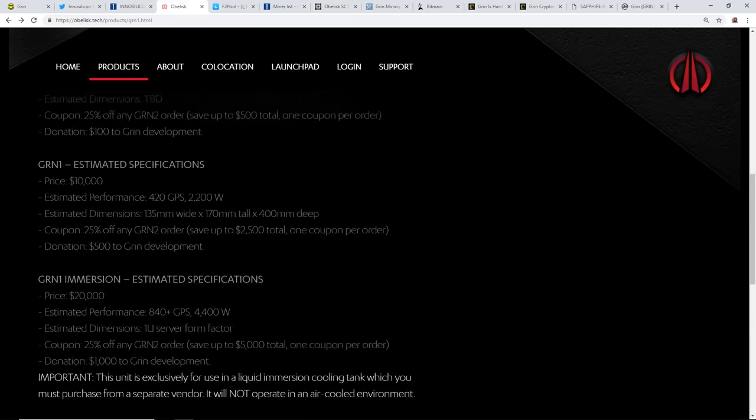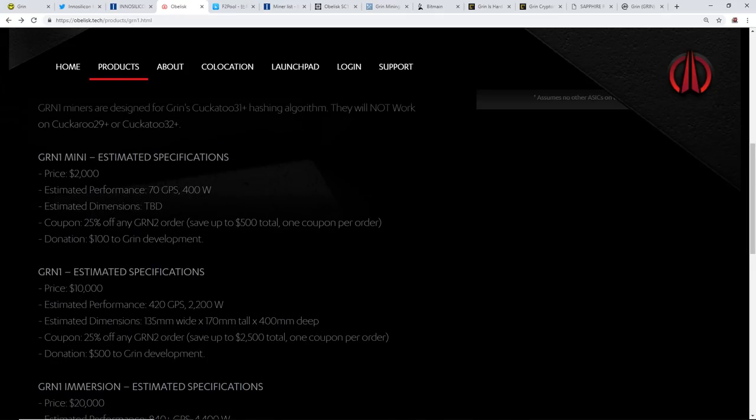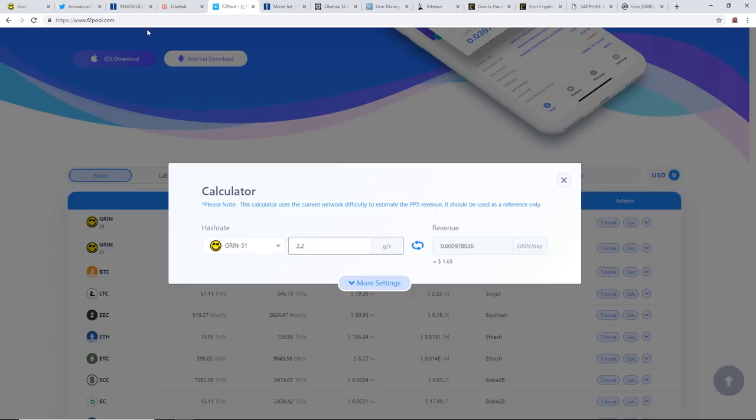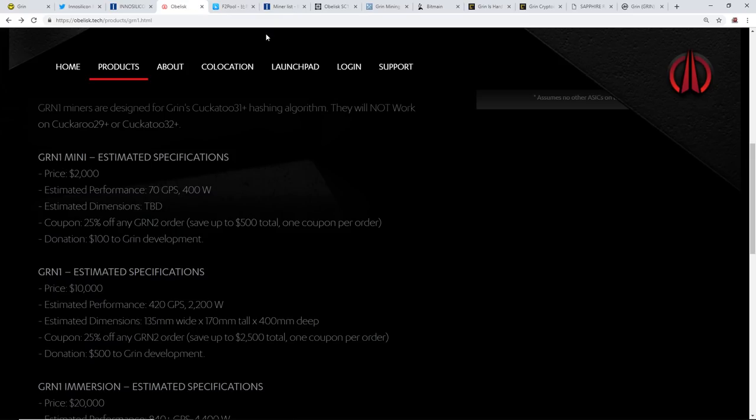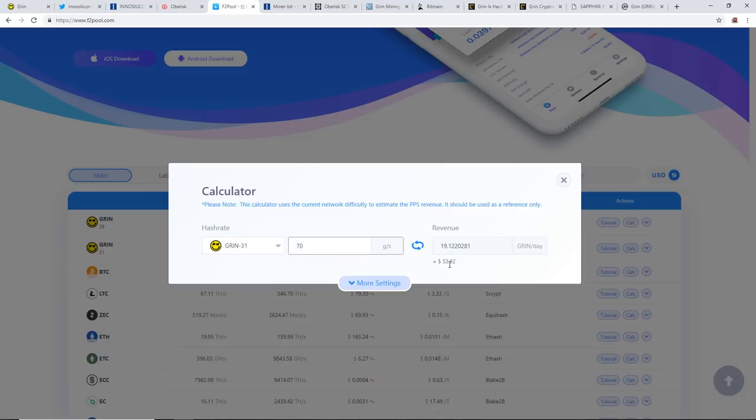But yeah, you know what? I want to calculate something here. So the Grin 1 Mini, 70 graphs per second. I'm on the F2Pool, and they have a calculator here. So 70 graphs per second, for instance. As of right now, the Grin 1 Mini can make $53.92 a day, about 19 Grin a day.